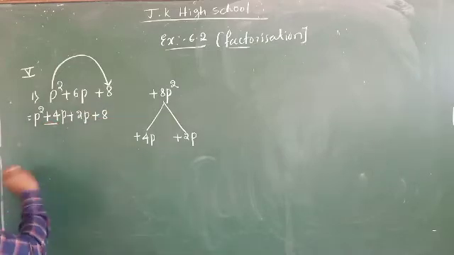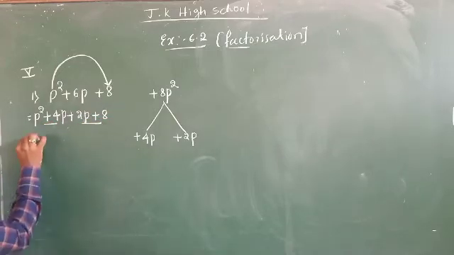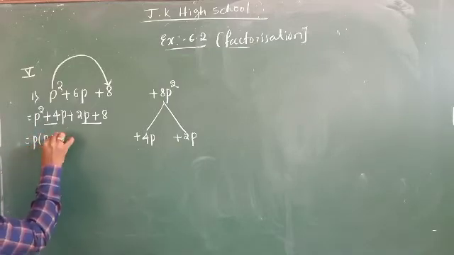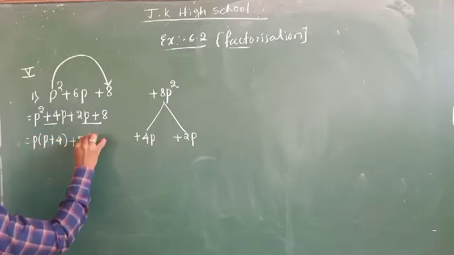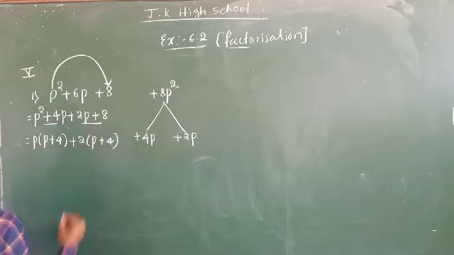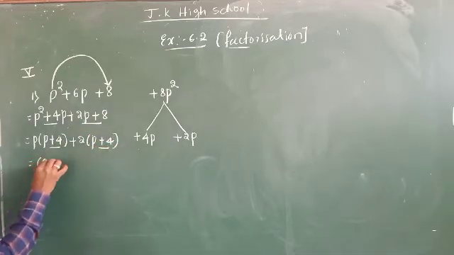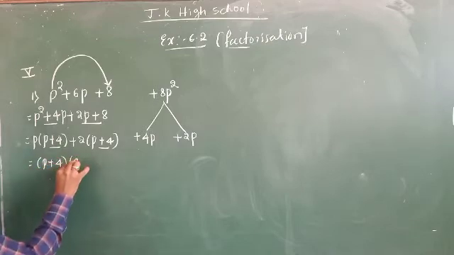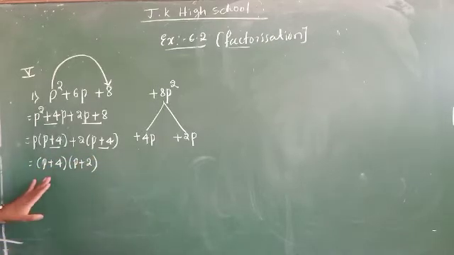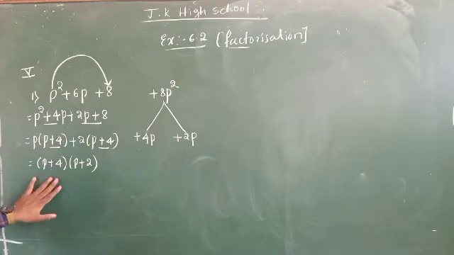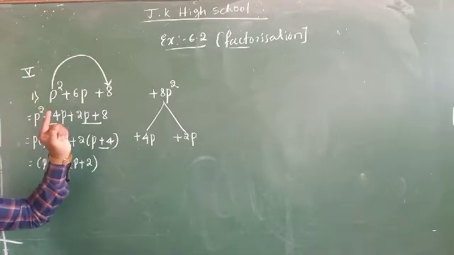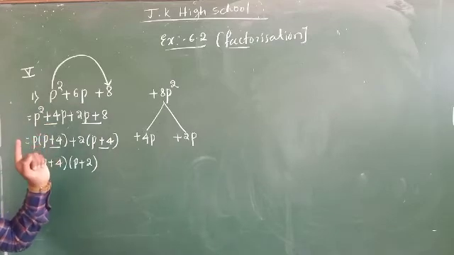Now make the groups, first group and second group. Take p common, p plus 4. Now take 2 common, p plus 4. Both sides p plus 4 is common. Now write p plus 4 on one side and the remaining p plus 2. These two are the factors of p square plus 6p plus 8. Clear, children? Write the answer.